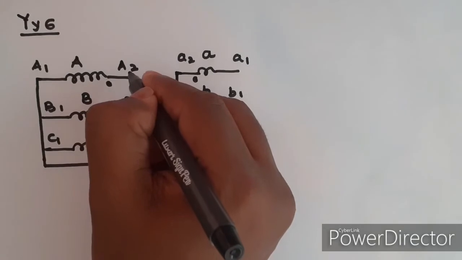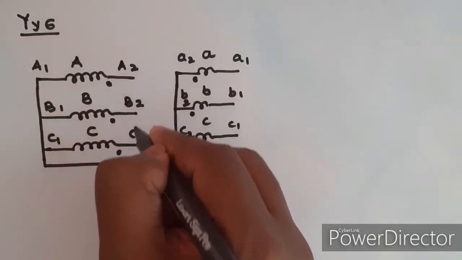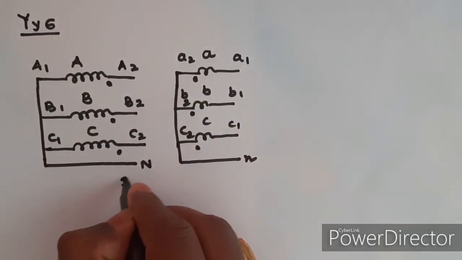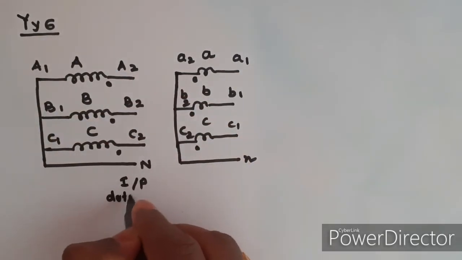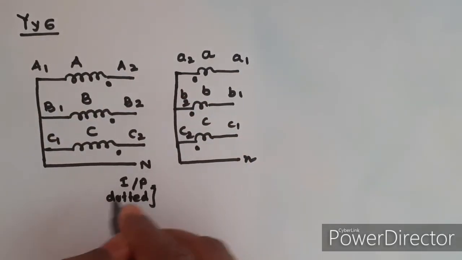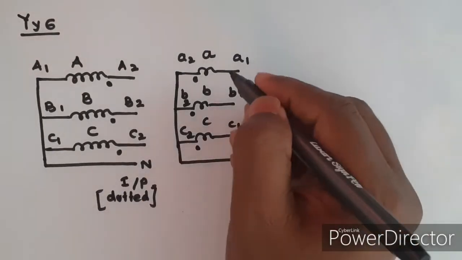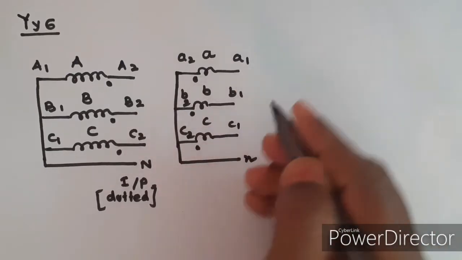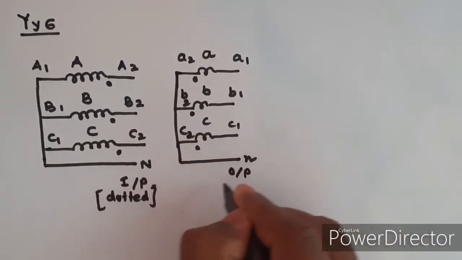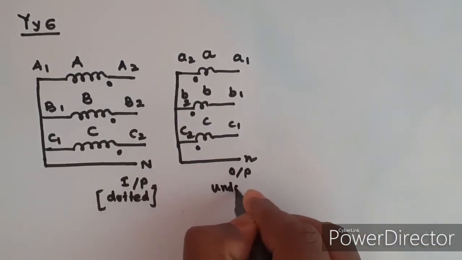Here the input is given to the terminals A2, B2 and C2. This is your input terminal. The input will be the dotted terminal. Here the output is taken from A1, B1, C1. This is the undotted terminal. This is your output, undotted.